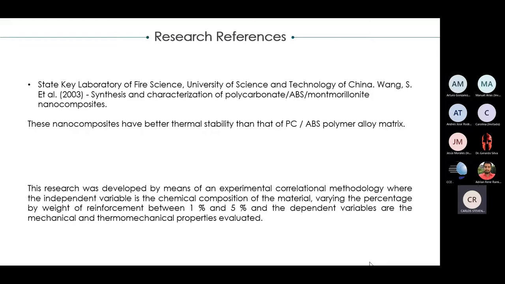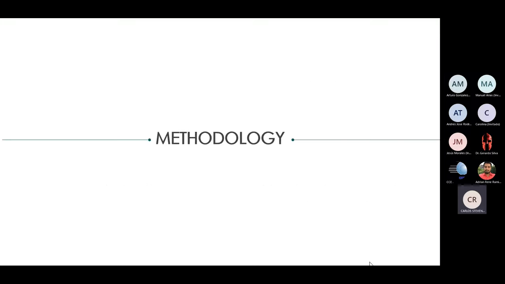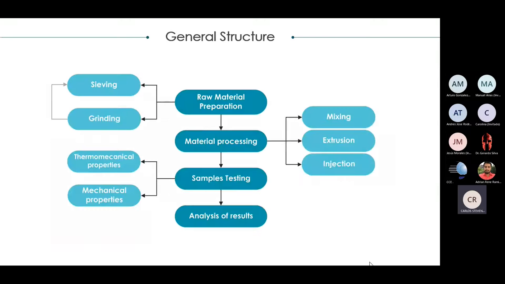Given the above, this research was developed by means of an experimental correlational methodology where the independent variable is the chemical composition of the material, varying the percentage by weight of reinforcement between 1 and 5%. The dependent variables are the mechanical and thermomechanical properties evaluated. Here is the methodology. Here we have the general structure, divided into 4 important stages. The first one, the raw material preparation, is divided into 2 stages for the granulometric analysis. Then the material processing has 3 stages: mixing, extrusion, and injection. Then of course the sample testing to find the mechanical and thermomechanical properties, and finally the analysis of the results.